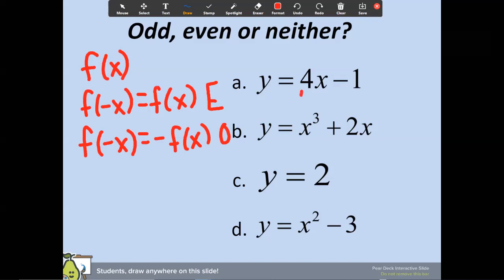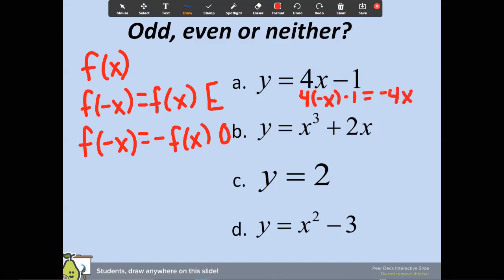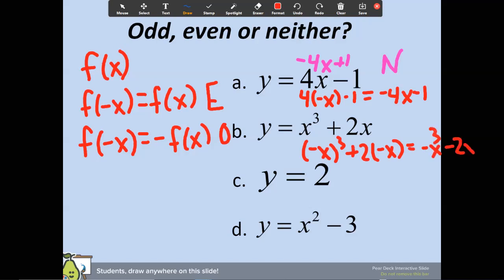So if I do that here, 4 times negative x minus 1, I get negative 4x minus 1. Now that's not the same, and it's also not opposite, because the opposite would have been negative 4x plus 1. So this is neither. Do the same thing here, put in a negative x cubed plus 2 times a negative x. I end up with negative x cubed minus 2x. Now these are opposites, so this is going to be odd.